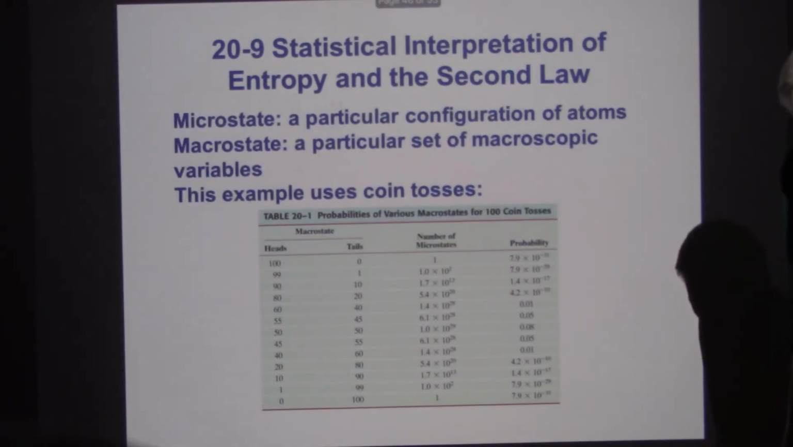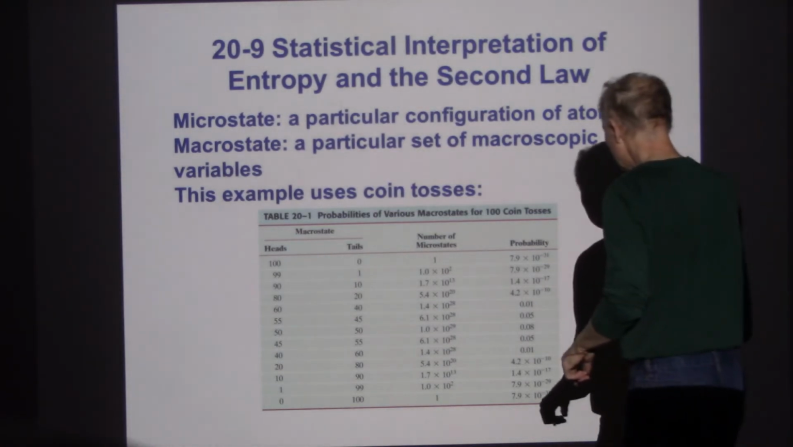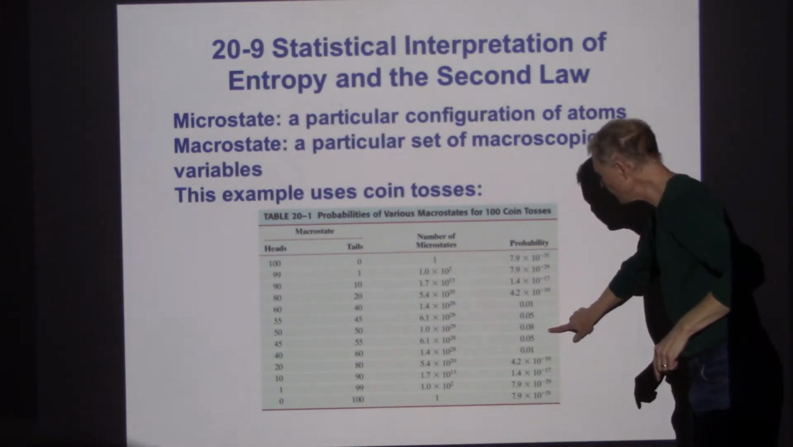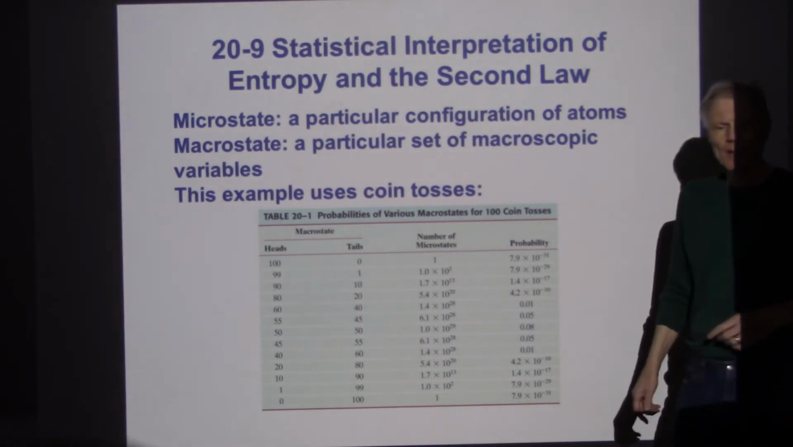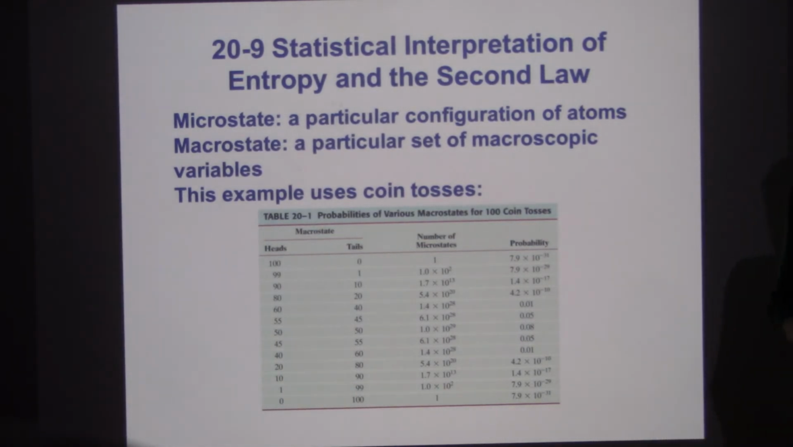If we go back to our coin tossing analogy, it's going to be something within a narrow range, very close to 50 heads and 50 tails. That's going to make up most of the probability that we're looking at.